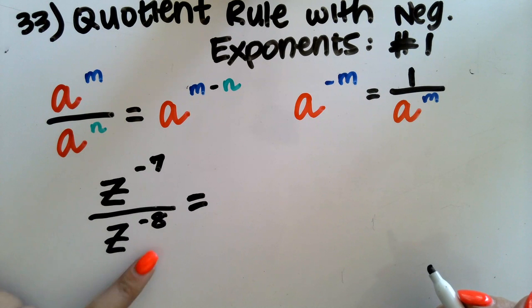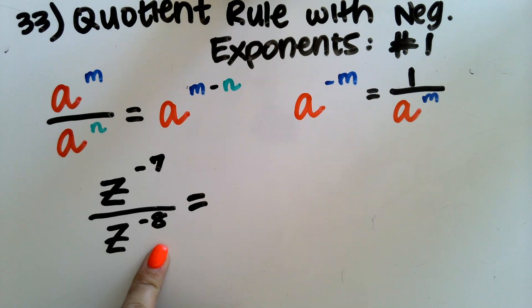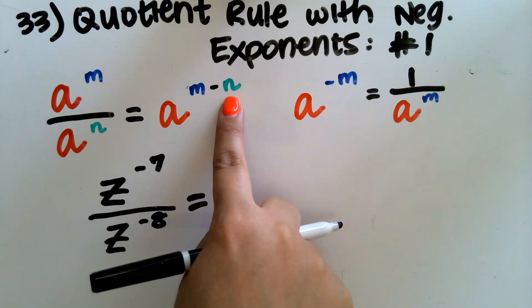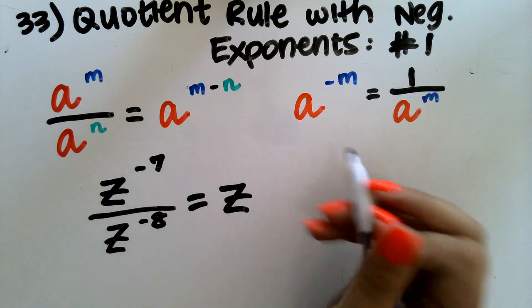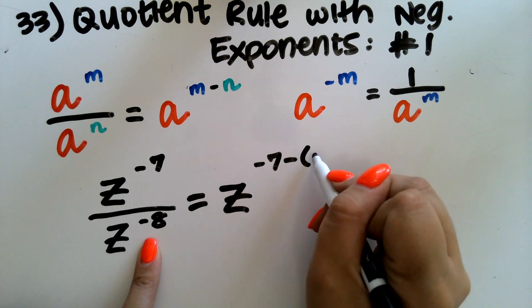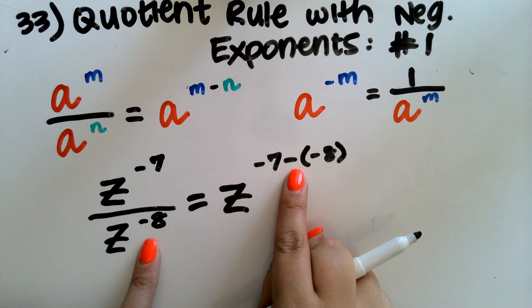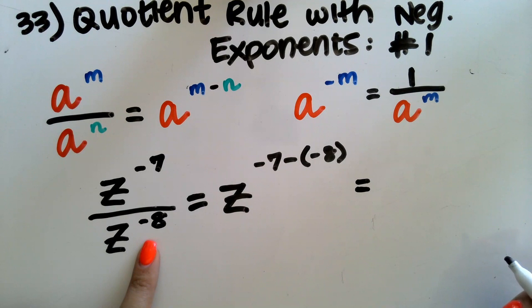Z to the negative 7th over z to the negative 8th. Remember, when we are dividing things with exponents, we subtract the denominator exponent from the numerator exponent. So let's go ahead and do that. We have z to the negative 7 minus, and I want to make sure to include parentheses because you'll see we have double negatives right there, which all of us absolutely know that whenever we see a negative and a minus sign, we're going to end up adding those together.